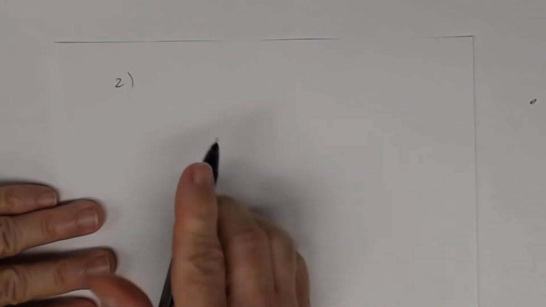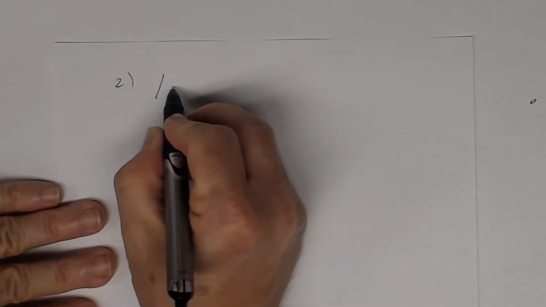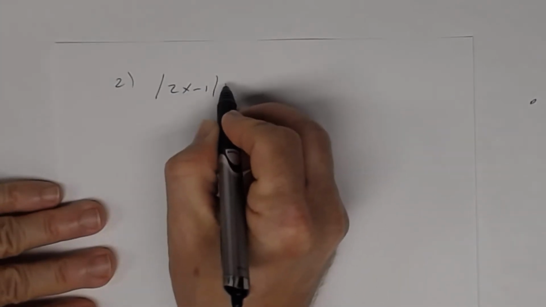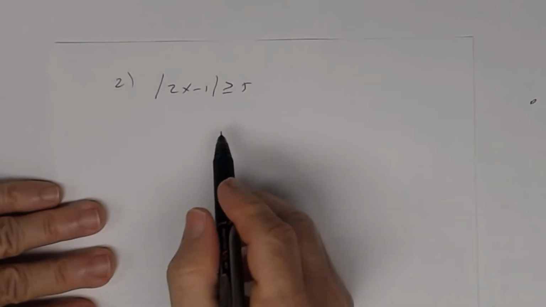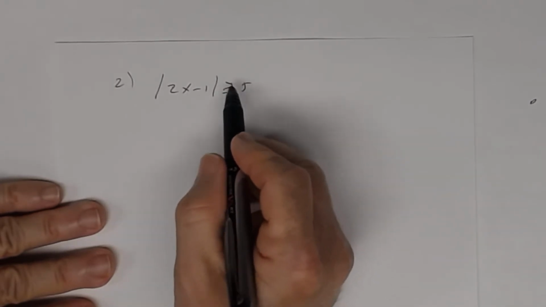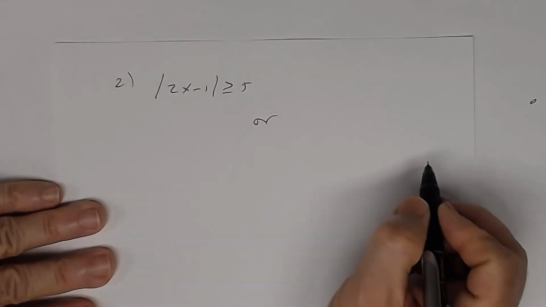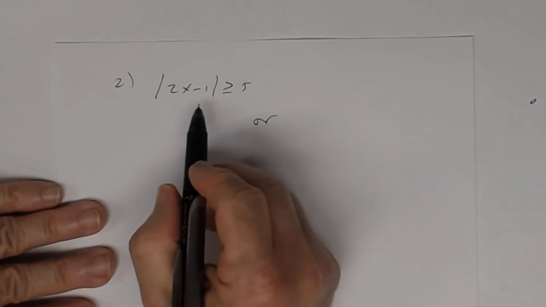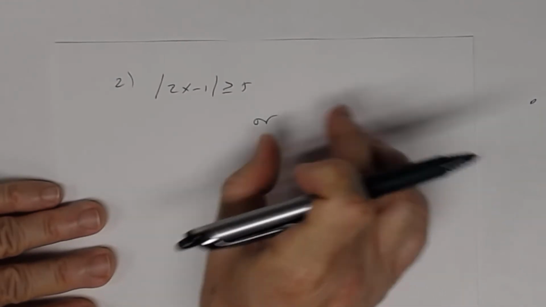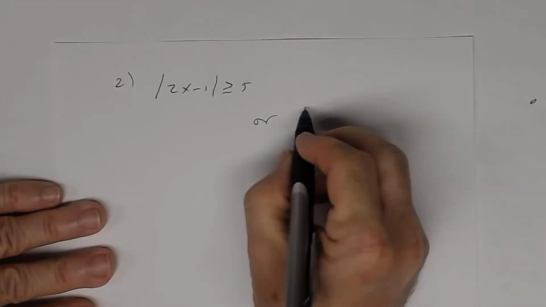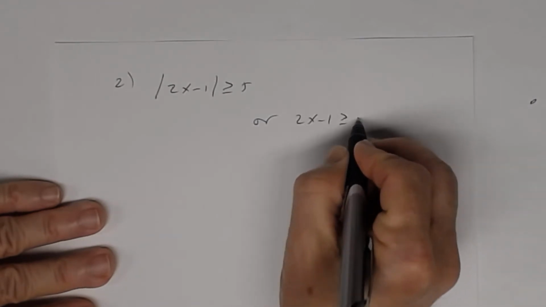So in number 2, we have the absolute value of 2x minus 1 is greater than or equal to 5. So absolute value greater, right? Greater, so you can think "or." So you're going to write this as an "or" statement. And so your first statement will be this without the absolute value bars. So 2x minus 1 is greater than or equal to 5.